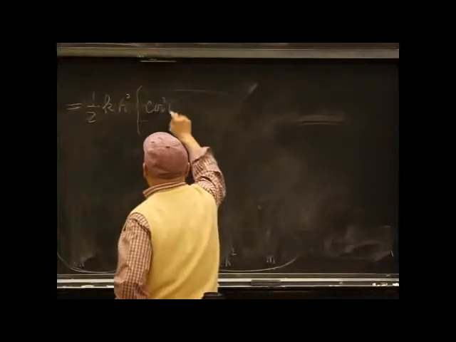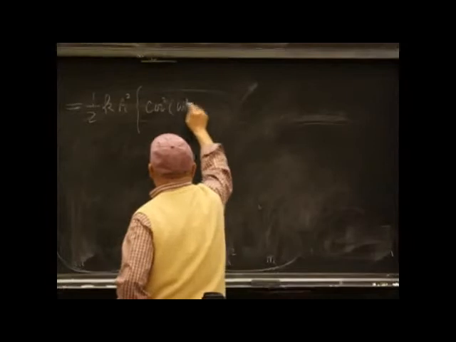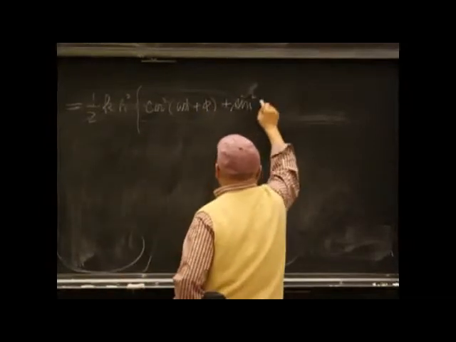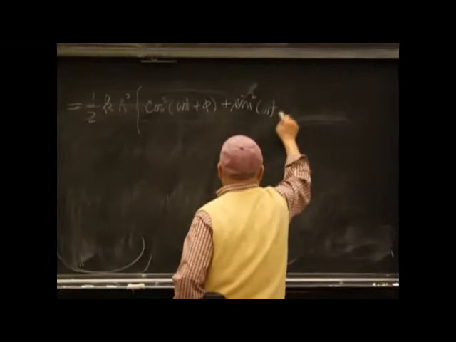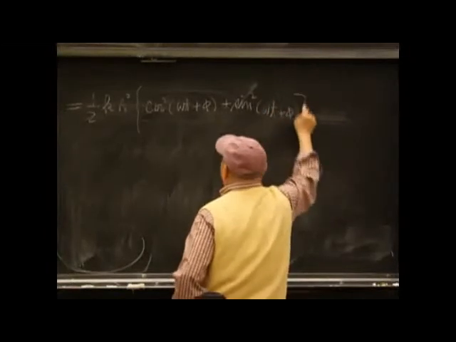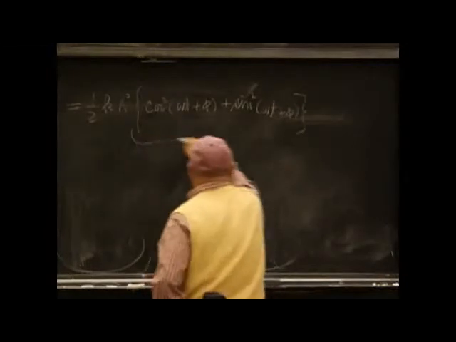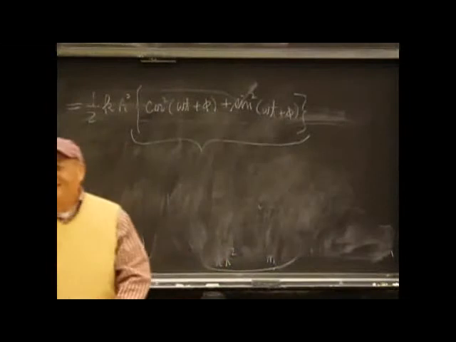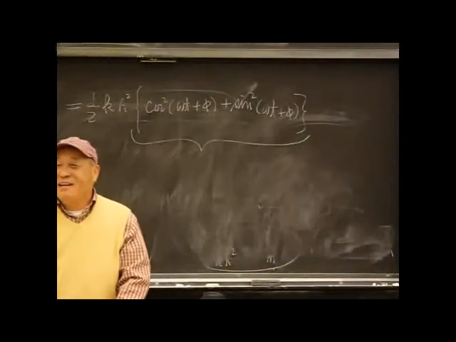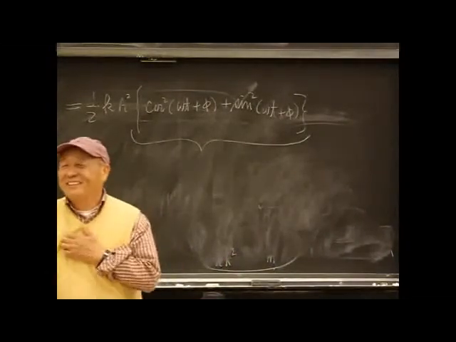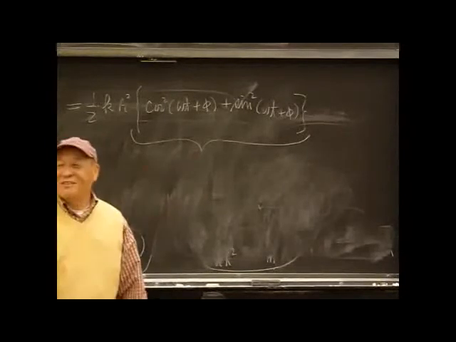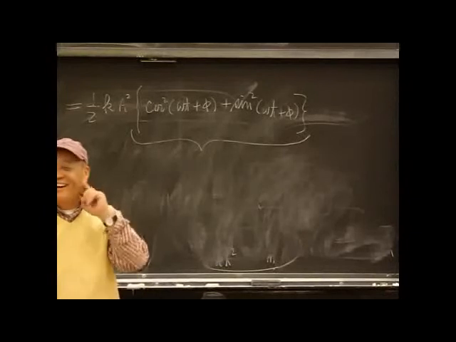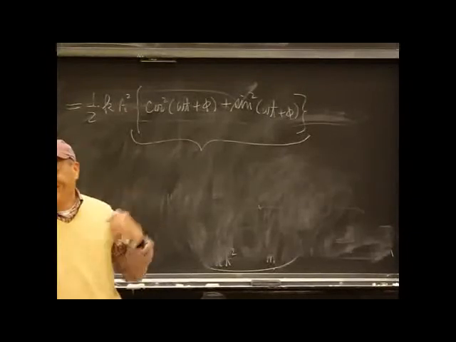This is cosine squared of omega t plus phi plus sine squared of omega t plus phi. Ladies and gentlemen, what is this? If you can tell me, Dominguez, what's the cosine squared plus sine squared? Vivian, what is it?